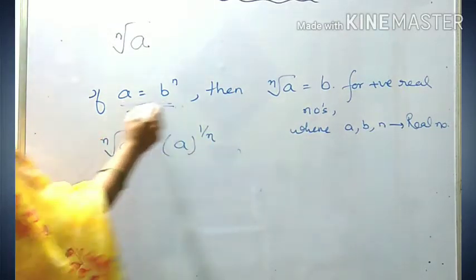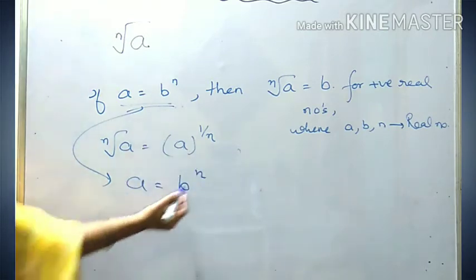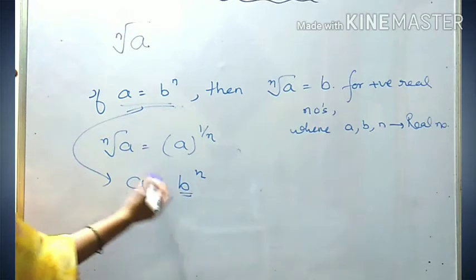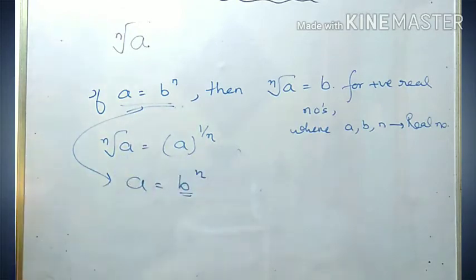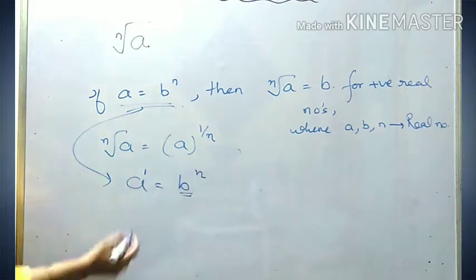Now, how are we getting this? Now, a is equal to b to the power n. Now, what do we want? What is the value of b? So, for that, what will we do? We will divide the power by n. Here, what is the power? a to the power 1 is equal to b to the power n.